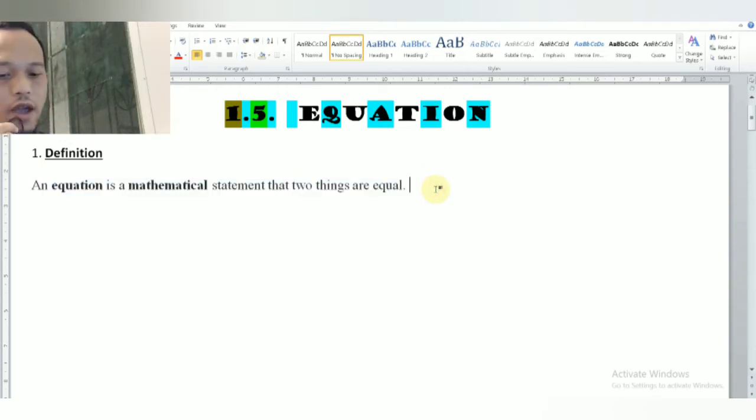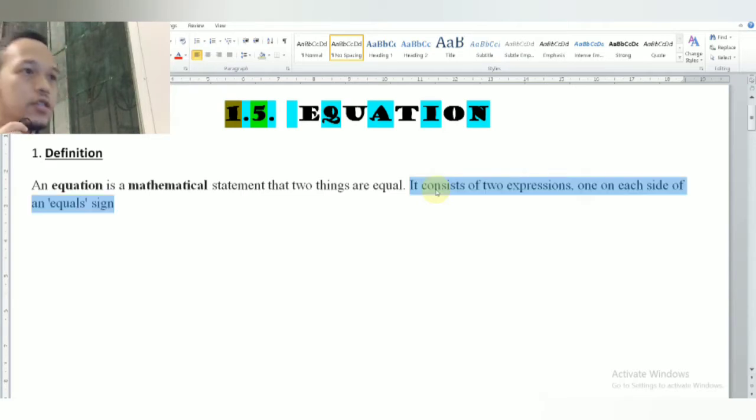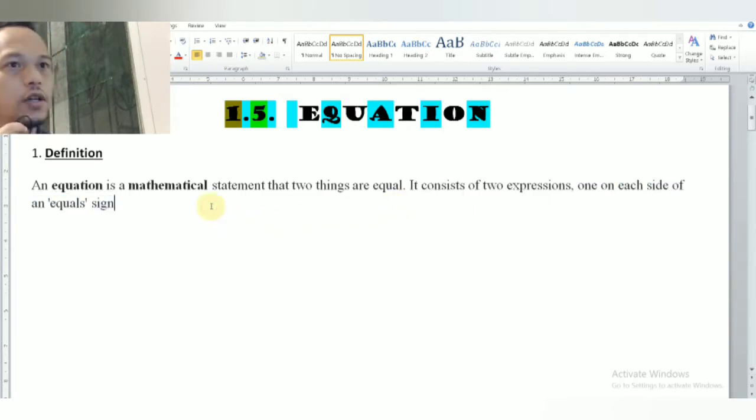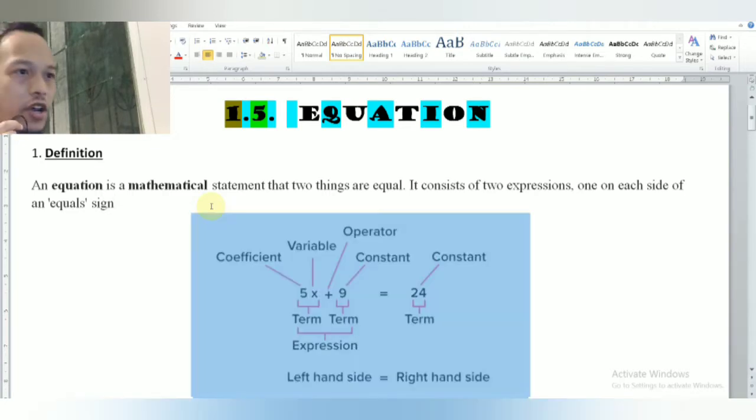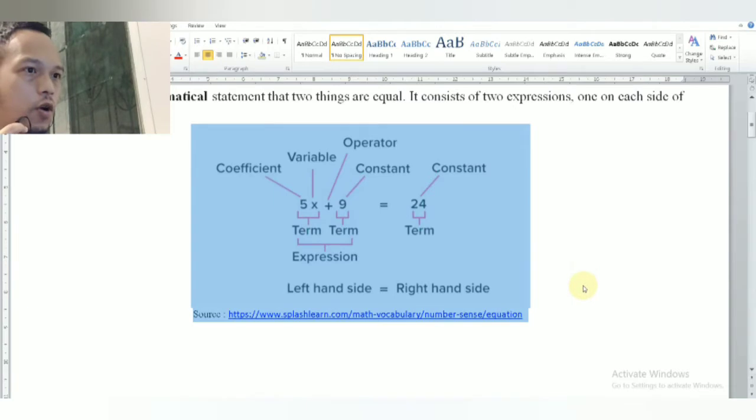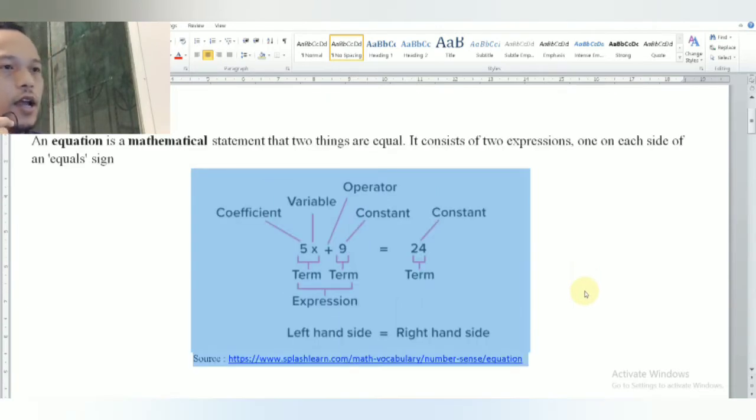So if you have two phrases and you combine them in the English language, it's the same as having two expressions and combining them with an equal sign. That is an equation. It consists of two expressions, one on each side of an equal sign. This is one example of an equation. It's taken from a website.